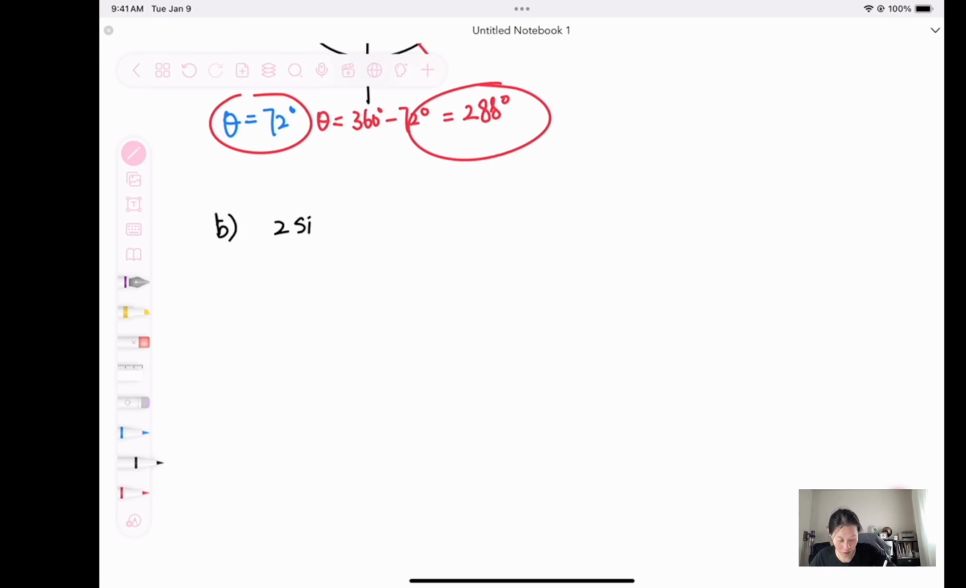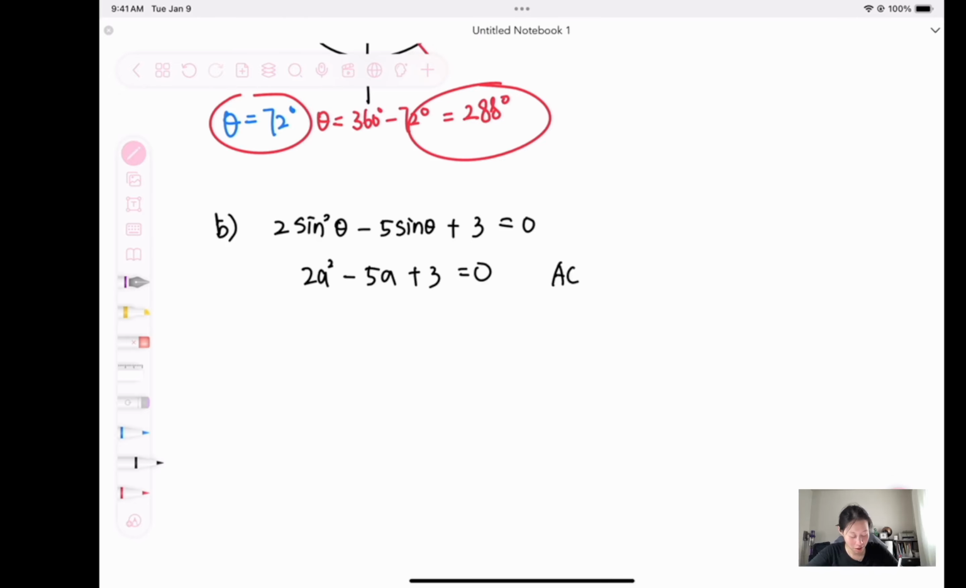Now, 2 sine squared theta minus 5 sine theta plus 3 equals 0. First thing, I would rewrite it with x or y or a, b, c. 2a squared minus 5a plus 3 equals 0. We can use the AC method or the quadratic formula. I'm going to use the AC method.